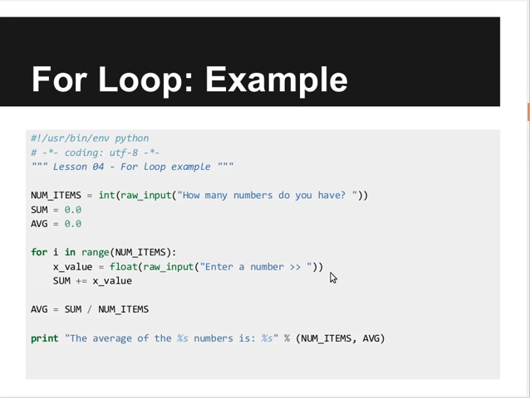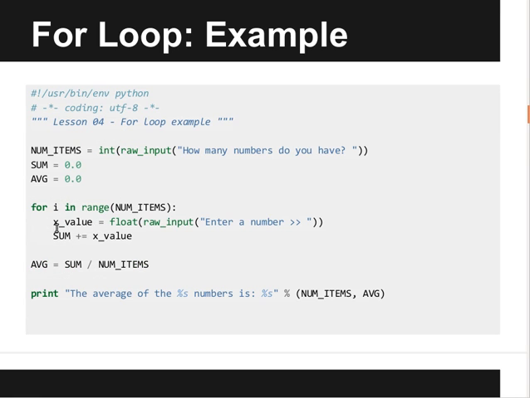Here's what the code looks like. So we've got num items here. We ask the user how many values they want to average. I initialize the sum variable and the average variable, and I use syntax for floats. Then comes the for statement. Now for my value here of i, that's what's going to be coming out of this series of numbers I'm getting from the range function.